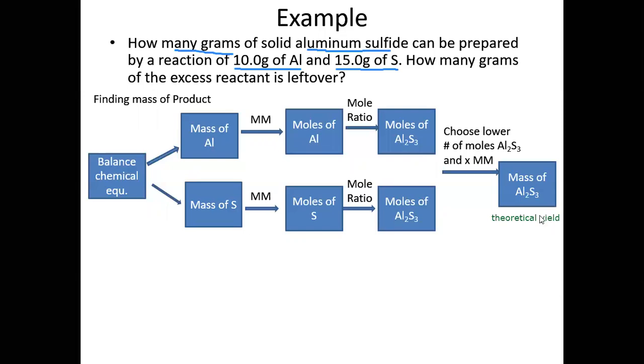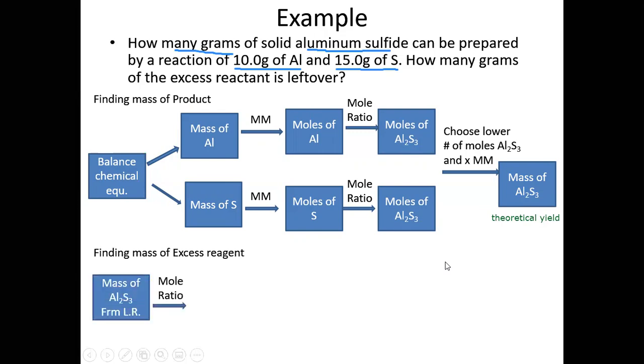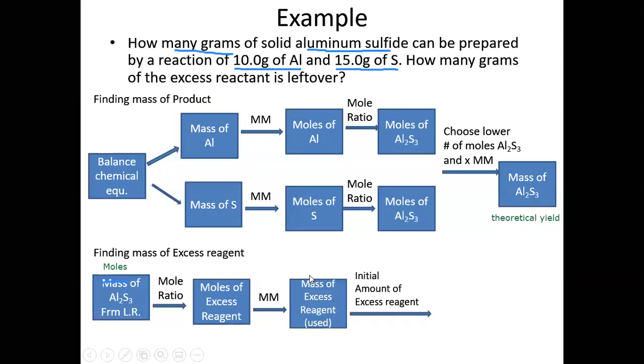Now, once we determine the theoretical yield, then we can find the excess reagent. So we're going to take the mass of product produced from the limiting reagent, and actually we should say this is going to be the moles, because to use the mole ratio it has to be moles. So we take the moles of product from the limiting reagent, use the mole ratio to convert it to the moles of excess reagent, and then we can get the mass of excess reagent used. And then to find how much is left over, we subtract it from the initial amount.